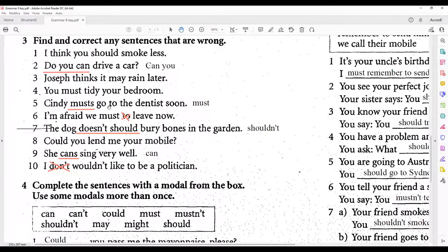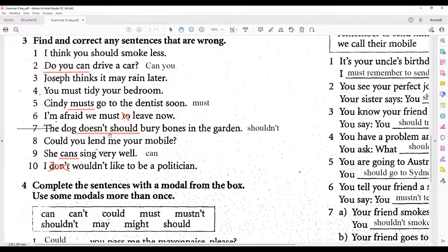Cindy must go to the dentist soon. No way. Cindy must, right? Must, can, do not use an S at the third singular person. So Cindy must go to the dentist soon. I'm afraid we must leave now. Remember, after must, we do not use to. I'm afraid we must leave now.